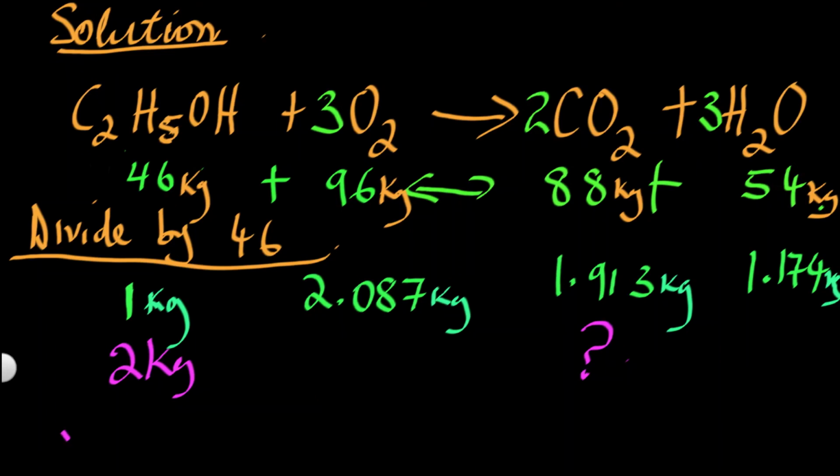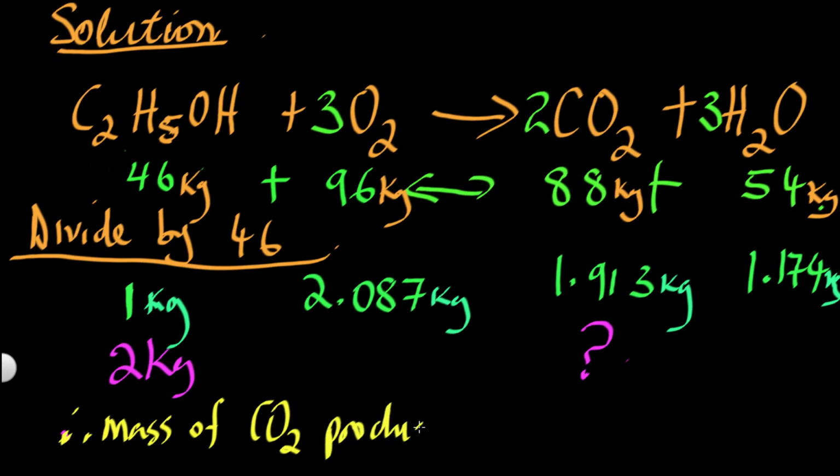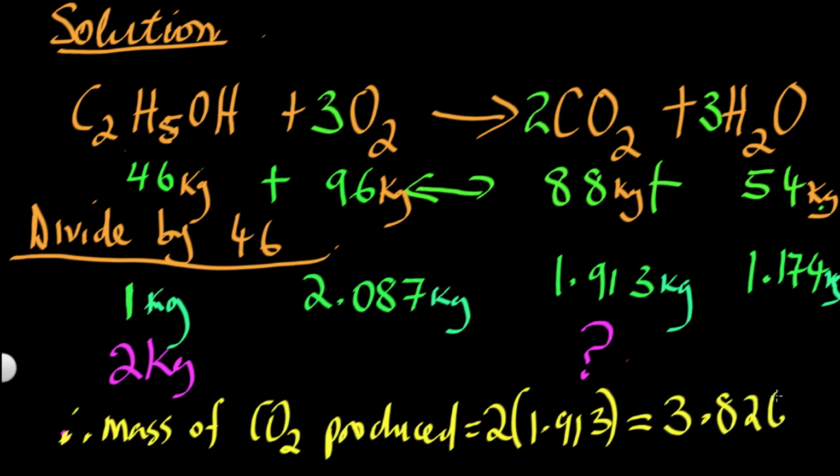So now we can conclude our question. Therefore, the mass of CO2 produced is equal to 2 times 1.913. We get our answer in kilograms because all our units here are in kilograms. So it's 2 times 1.913, we get 3.826 kilograms. If you check the previous video that I did, you're going to find that I got the same answer using another method. This is the method where we're calculating from first principles. It's a very, very straightforward method because all the information that I'm using is readily available to you on the periodic table.